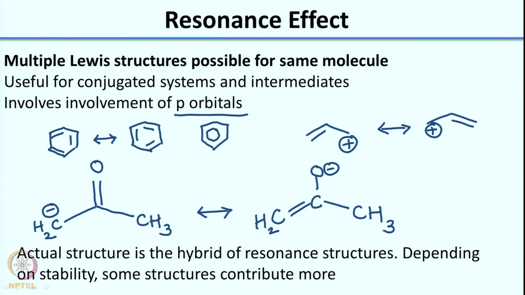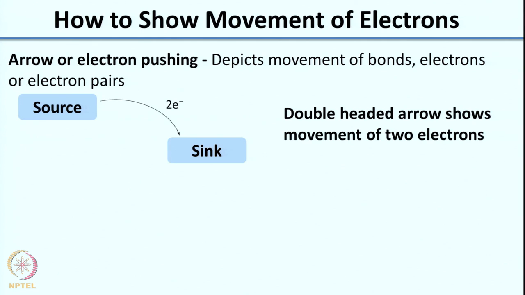Now, do you actually need to memorize all these structures to be able to write multiple Lewis structures? No, these are very logical and you just need to remember how to show movement of electrons, right. One convention to show movement of electrons is what is called arrow pushing or electron pushing. This depicts movements of electrons or electron pairs. So, how do you show the movement of electrons? This is very useful in writing multiple Lewis structures in a very systematic way.